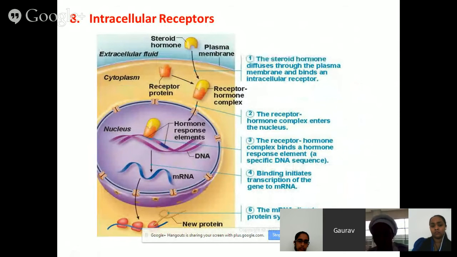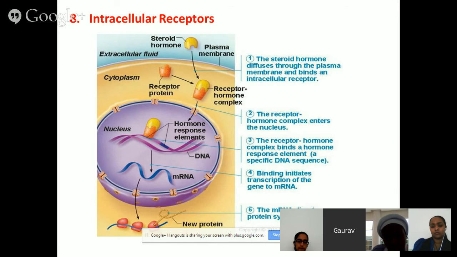What are intracellular receptors? Receptors which are present inside a cell. Examples are steroid hormones. These steroid hormones can easily diffuse across the cell membrane. After diffusion, they will bind with the intracellular receptors, making a complex. This complex can later transfer inside the nucleus, and inside the nucleus they will bind on different elements of DNA, starting transcription of mRNA, and later this mRNA will help to produce different types of protein synthesis. That's the major role of intracellular receptors.